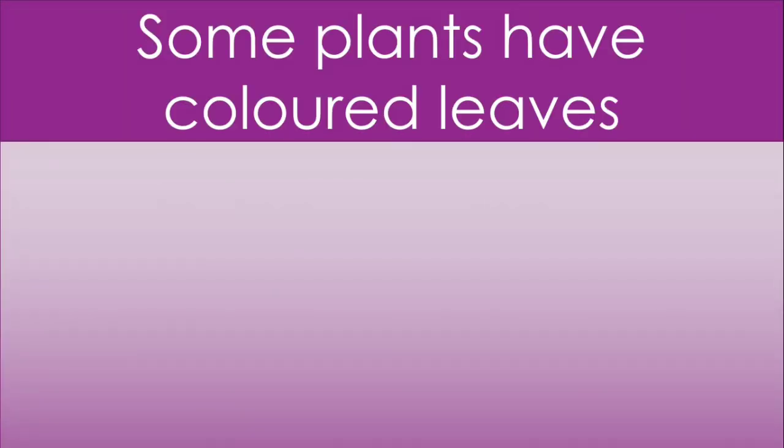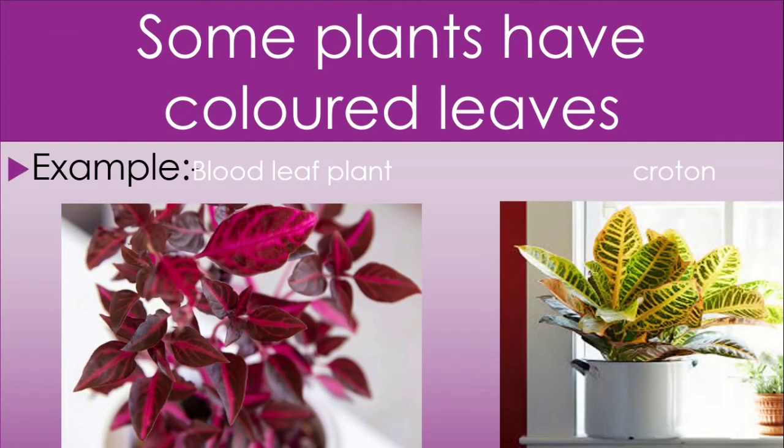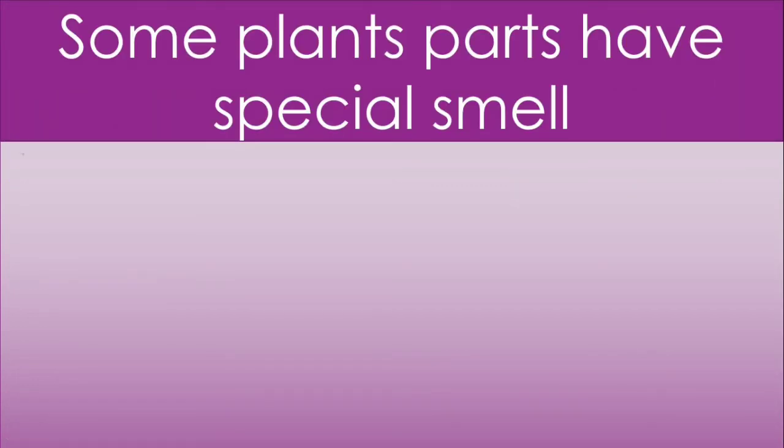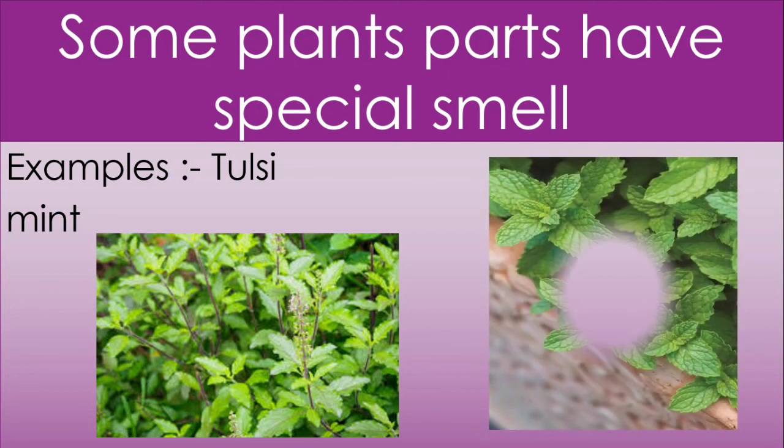Next, special plants. Some plants have colored leaves. Example, blood leaf plant and croton. Yes, in this picture you can observe these plants have colored leaves. Next, some plants have special smells. Example, tulsi and mint. Tulsi and mint plants have special smells.